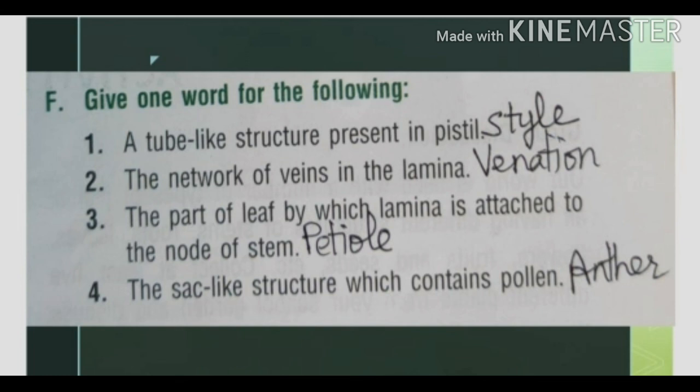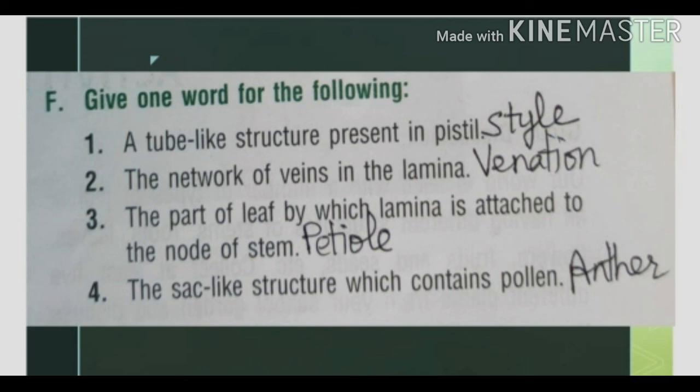Now question F. Give one word for the following. First is a tube-like structure present in pistil. A tube-like structure present in pistil is called style. Second is the network of veins in the lamina. The network of veins in the lamina is called venation.